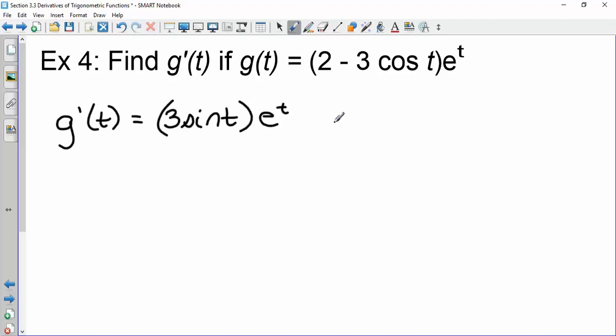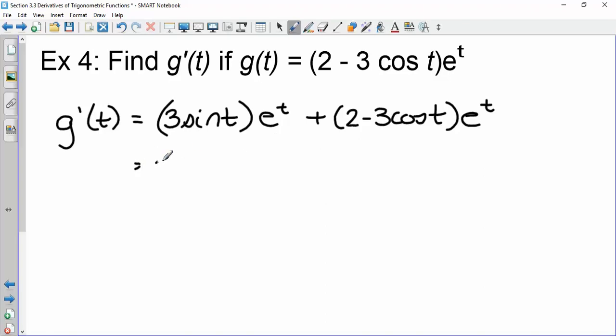times the second, plus the first times the derivative of the second. What is the derivative of e to the t? E to the t. So just like e to the x.